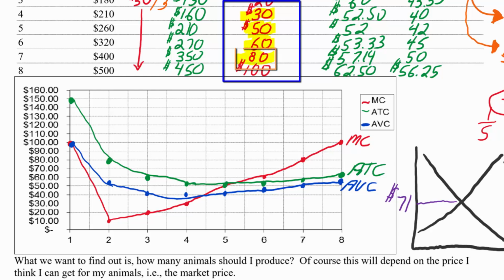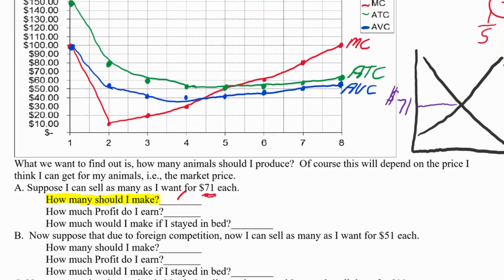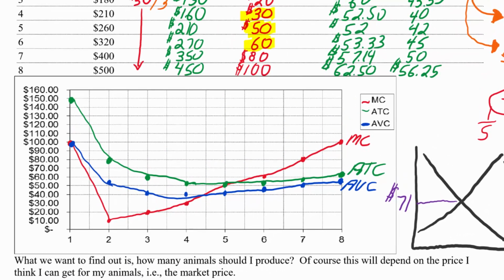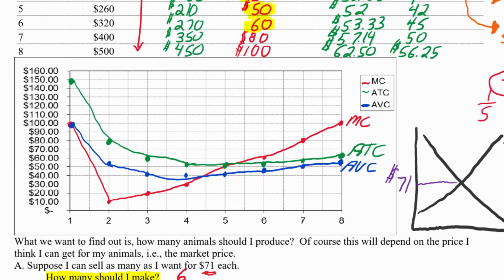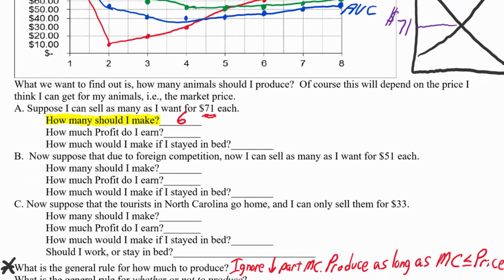What about the seventh one? It'll cost us $80, and we can turn around and sell it for $71. No, we don't want to do that. So our answer is that we would want to stop here at producing 6 units. Because if we make the seventh one, it would cost us $80, and we could only turn around and sell it for $71. And that would be bad. We'd lose some money on doing that one.